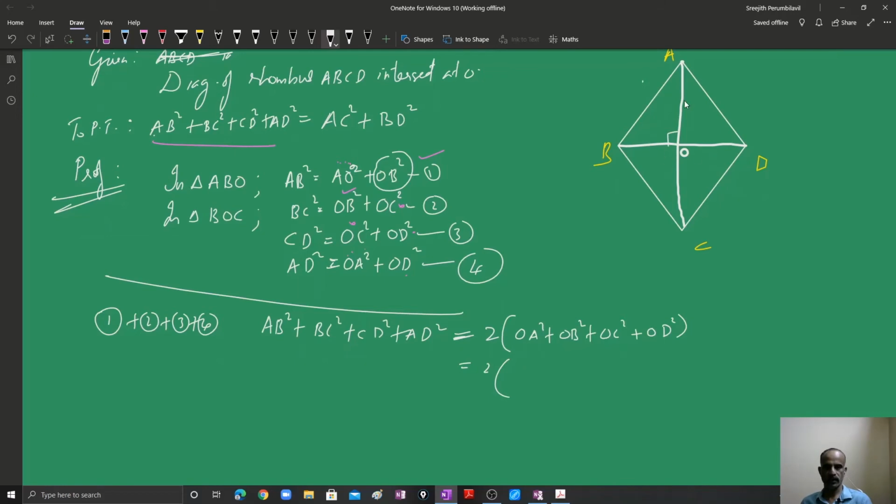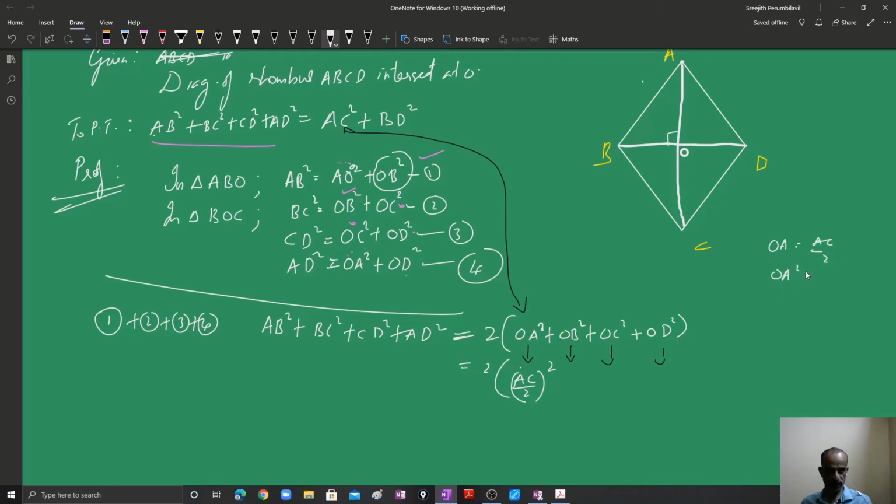This is same as 2 times. What is OA? OA square means nothing but, because we have to prove it as the sum of the squares, converting this OA in terms of, be careful my dear students, that we are expressing OA in terms of AC. How can I express OA in terms of AC? OA is half of that. So what we are doing is rearranging all of them in terms of the diagonal. OA means AC by 2 whole square. Be careful, OA is equal to AC by 2.